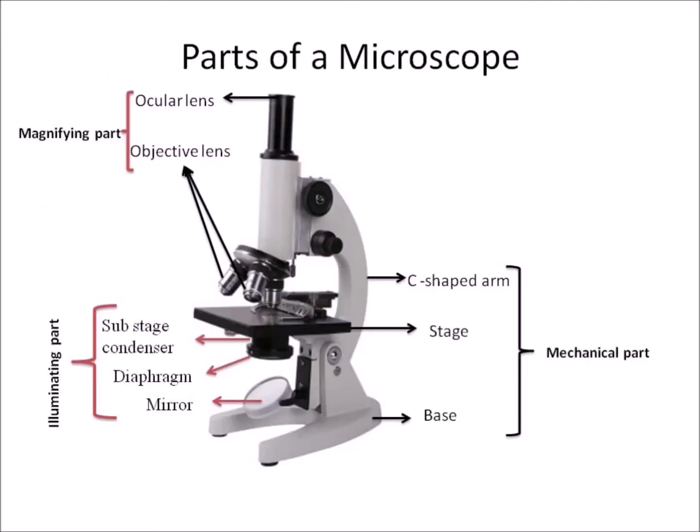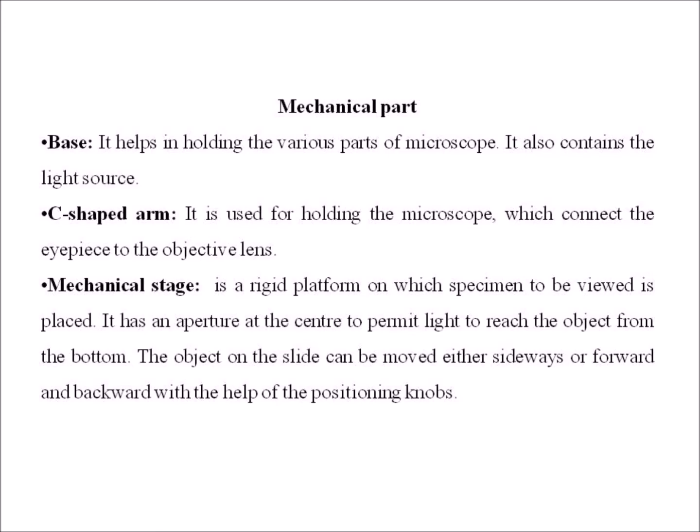Next we will see the parts of a compound microscope. Mainly a compound microscope has three parts: mechanical part, magnifying part and illuminating part. The mechanical part consists of a C-shaped arm, stage and base. The magnifying part is the ocular lens and objective lens, while the illuminating part consists of the substage condenser, iris diaphragm and mirror. We will see the parts one by one.